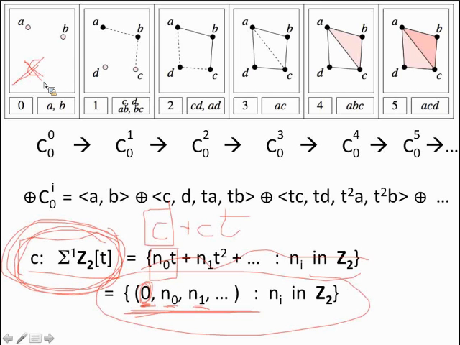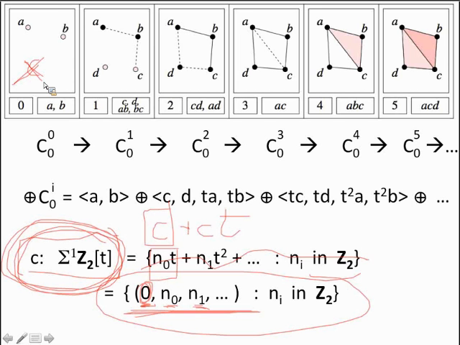Any questions there? I could have also represented this by the polynomial n naught t. That's really what this thing is saying right there. I just like the tuple notation better.